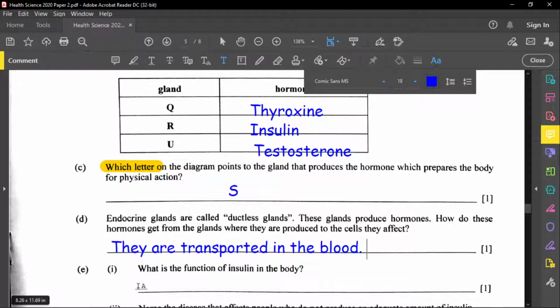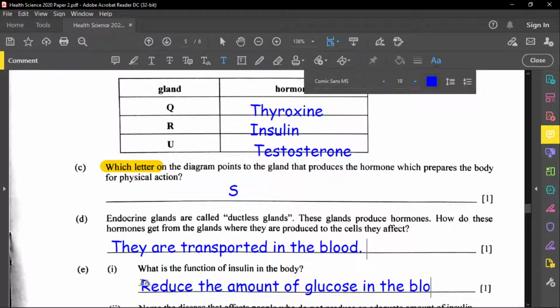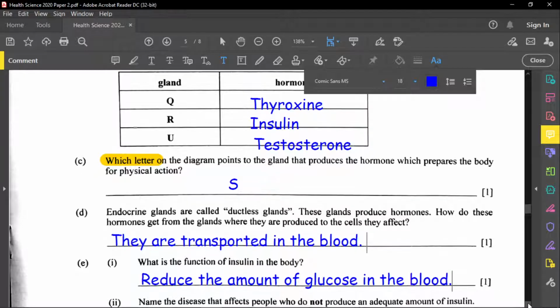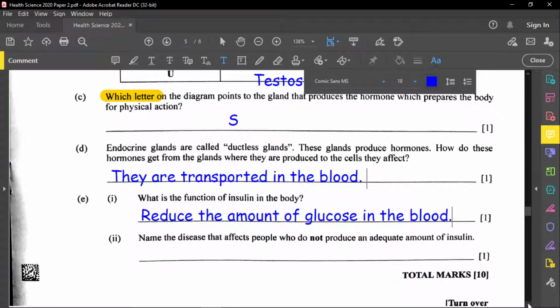It said, what is a function of insulin in the body? Insulin is used to control the amount of sugar in the blood. To be specific, it actually reduces the amount of glucose, or sugar, in the blood. Generally, you can just say it controls the amount of sugar in the blood, but how it does that is to reduce the amount of glucose in the blood, because insulin converts glucose into glycogen.